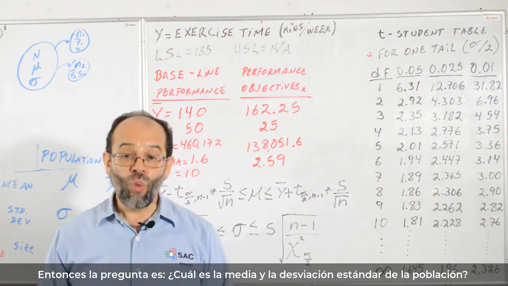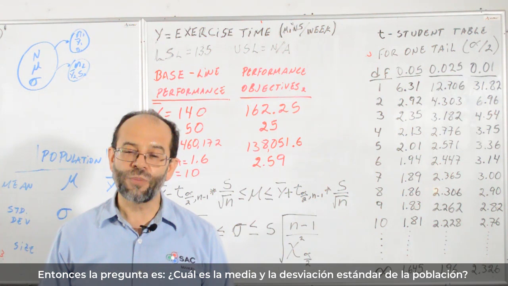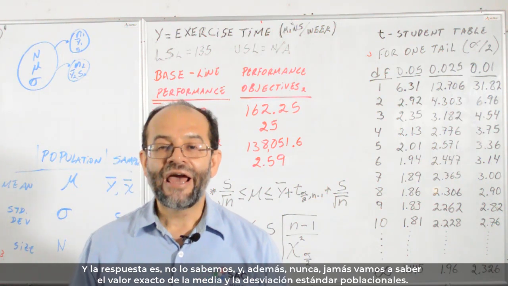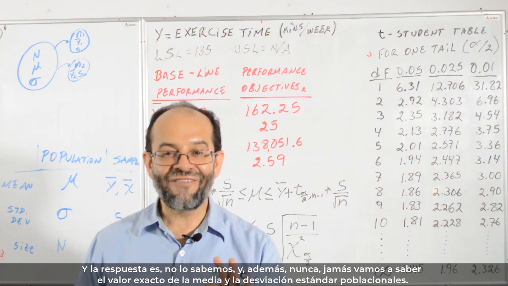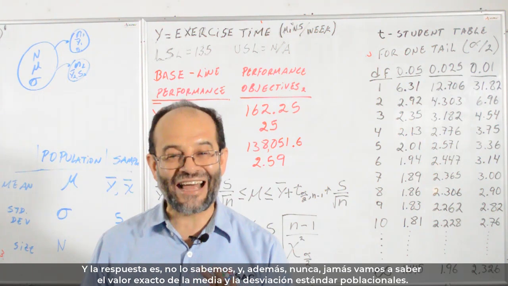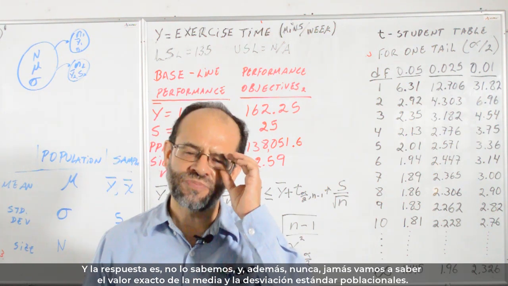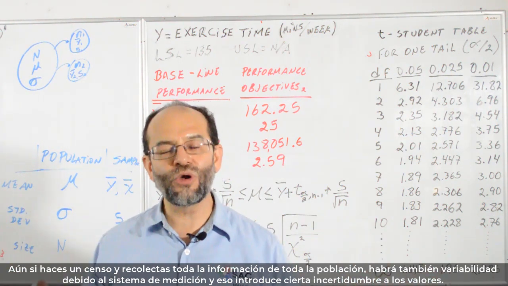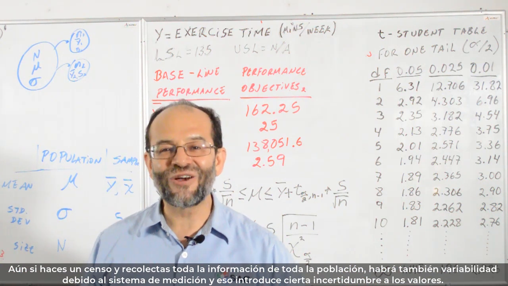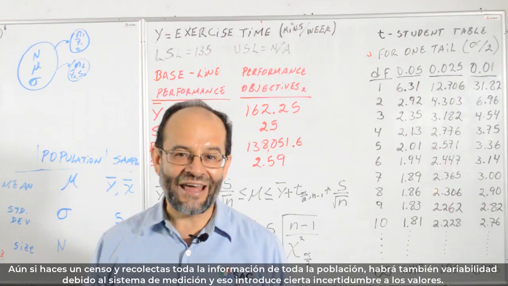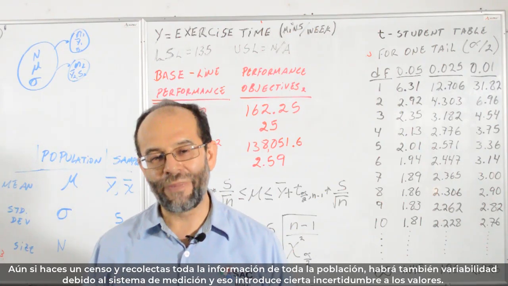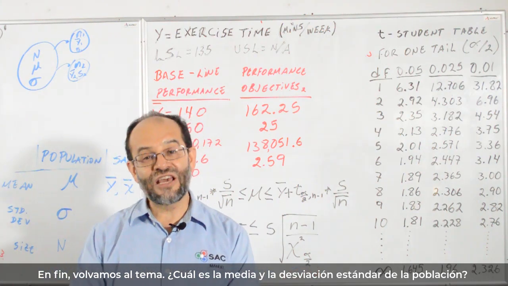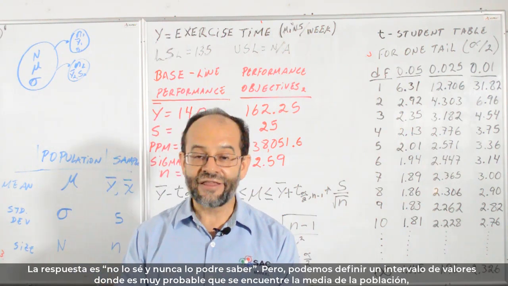Then the question is, what is the mean and the standard deviation of the population? And the answer is, I don't know. We are never ever going to know exactly. Even if you take a census and collect the data of the whole population, there can be variability because of the measurement system, and that introduces some uncertainty to the values. But anyway, coming back, what is the mean and the standard deviation of the population? Answer: I don't know, and I'm never going to know.